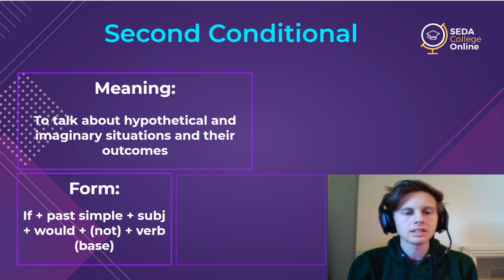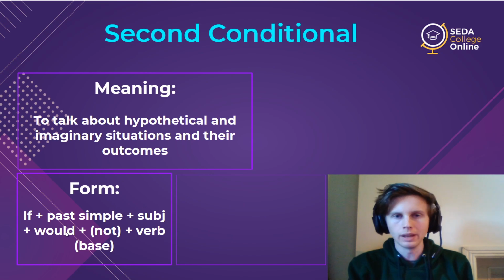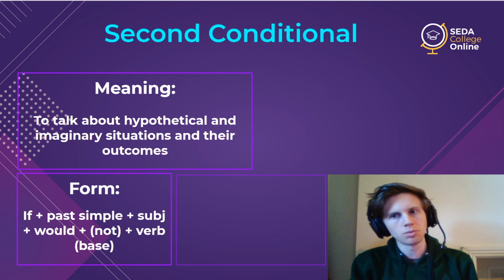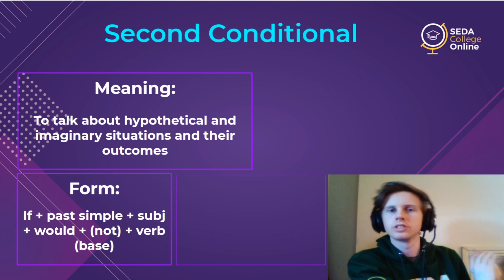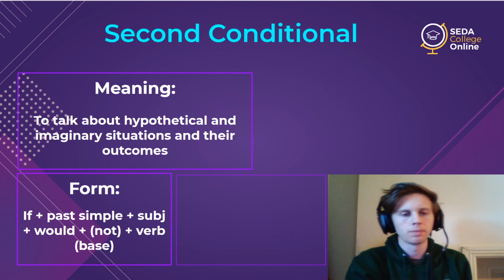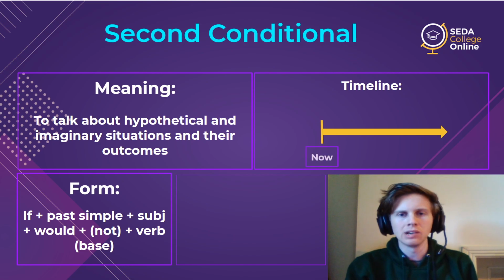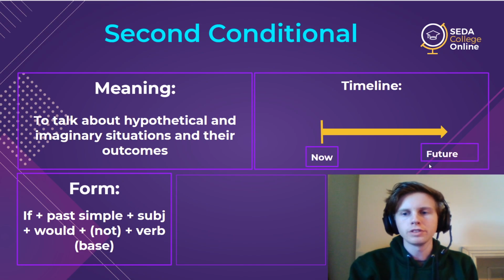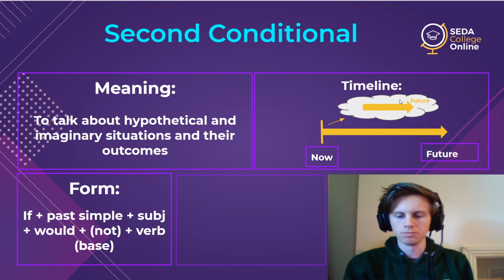We make this with a different form. Instead of using the present tense and will, we use the past simple and would. Now instead of talking in the present, we put it all in the past to show that it's not real, it's hypothetical. You're standing right now and thinking about the future, but you know your future, so you're imagining a different future now.